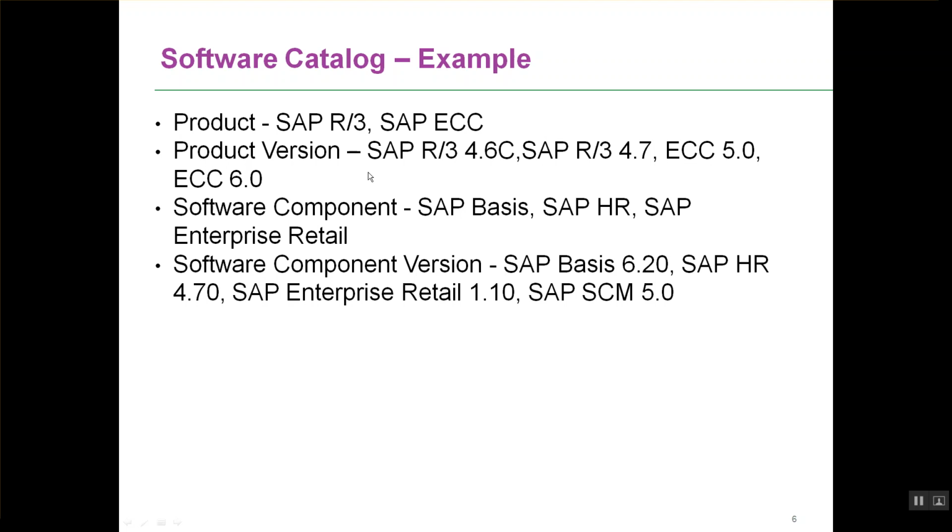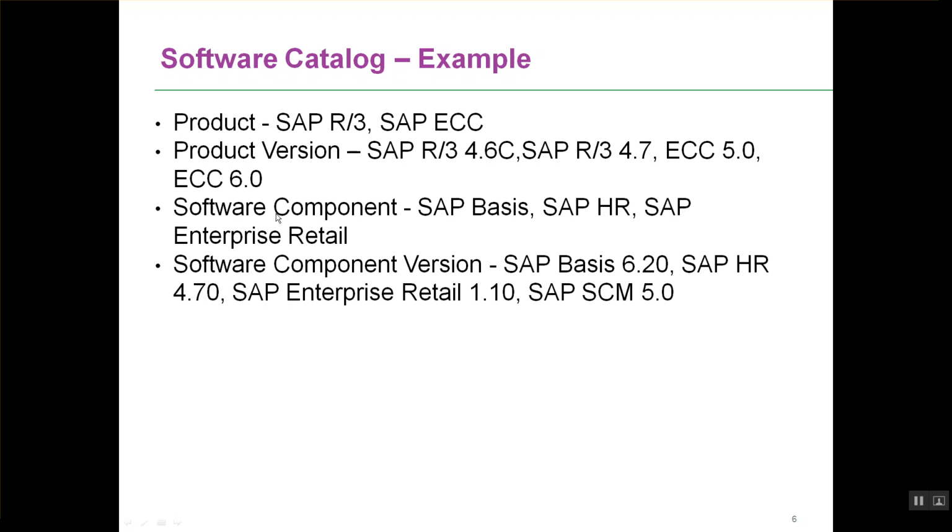What is a product version, then, you might ask? SAP R3, if you remember, had multiple versions: SAP R3 4.6c, SAP R3 4.7, SAP R3 4.7b, and so on. SAP ECC also has multiple versions, ECC 5.0, ECC 6.0, and so on. So an SLD will give you information around what all products are installed in the landscape and what the various versions of these products are that are being used, right? Now, so far so good.